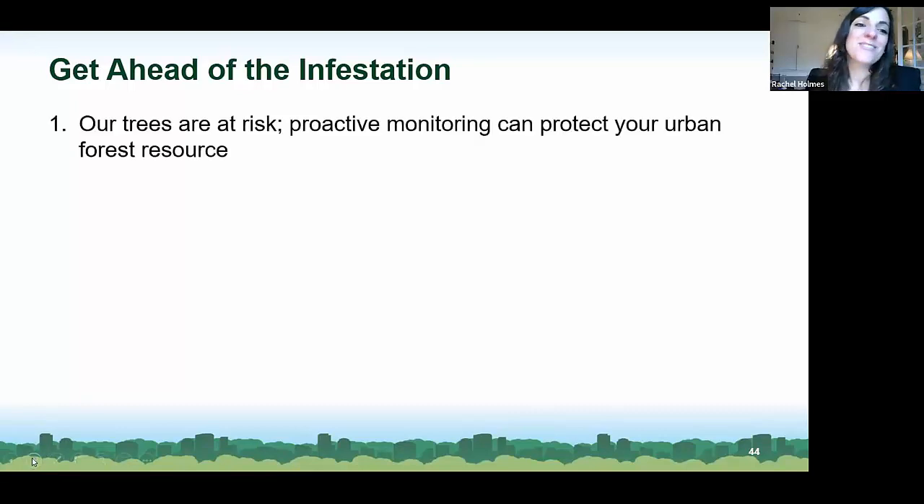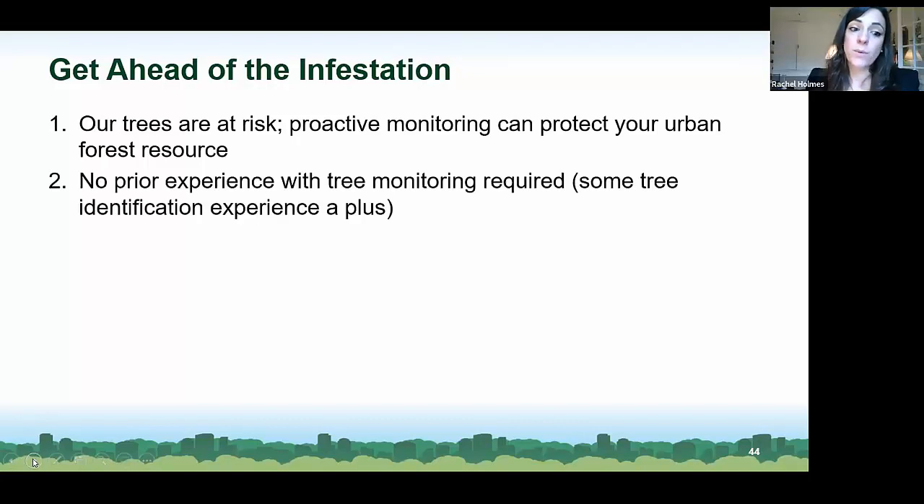All right, so very first, our trees are absolutely at risk. And we know that proactive monitoring can help protect your forest resource that so many of our municipalities depend on so much for benefits. Also, hopefully you were able to gather from these examples that no prior experience with tree monitoring is technically required for this methodology. And as Rich pointed out, the methods were developed with the untrained data collector in mind.